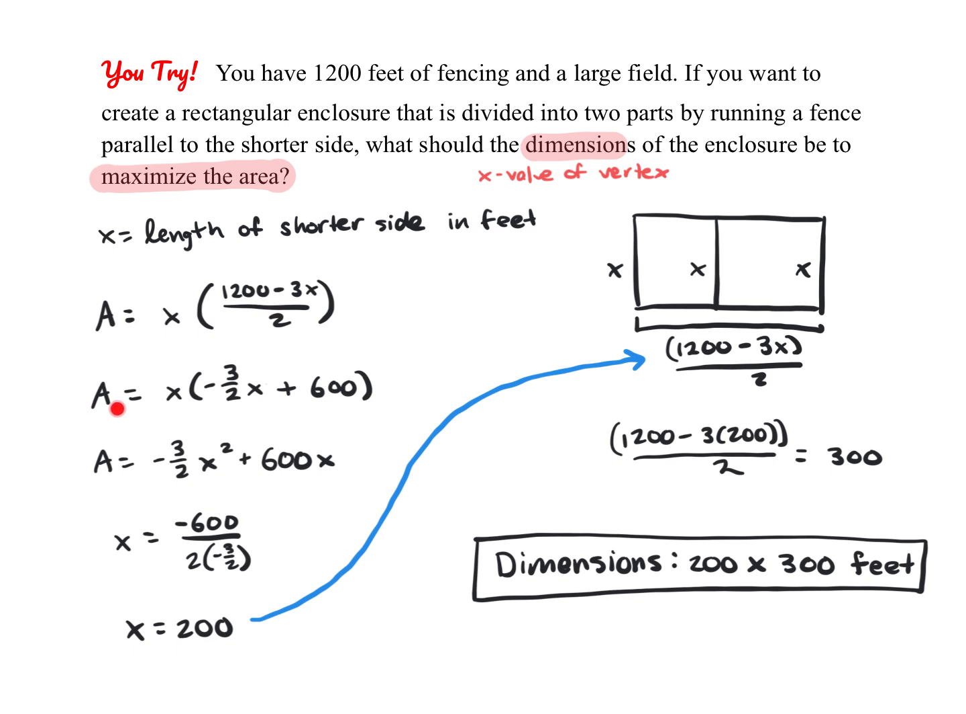So then if we want to maximize our area formula, and we want to find the dimensions, that means that we need to find the x value of the vertex. So I use negative b over 2a to find that x value, but then I only know this dimension, so I need to take that 200 and plug it back in here to find out this dimension as well. So your optimal dimension should be 200 by 300 feet.